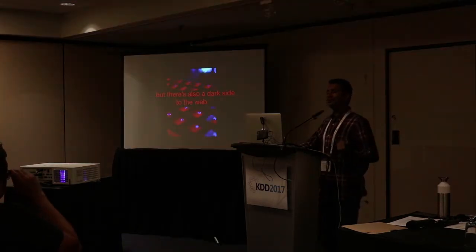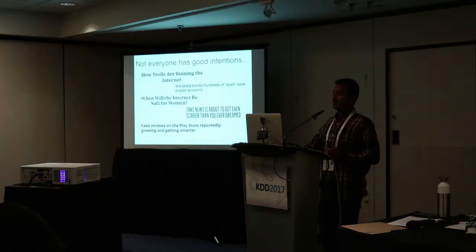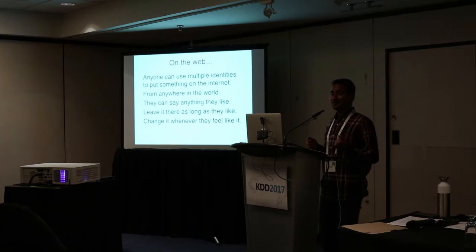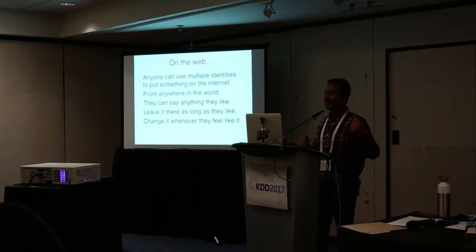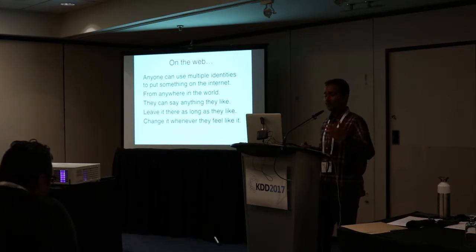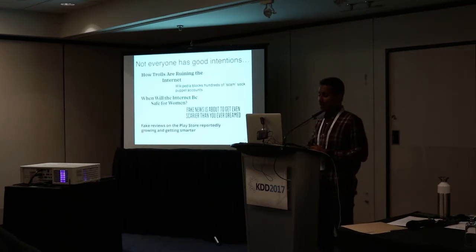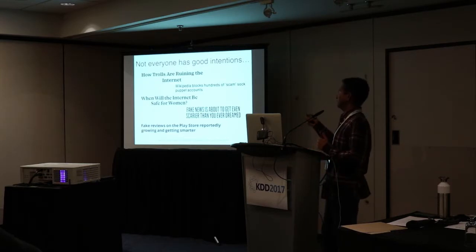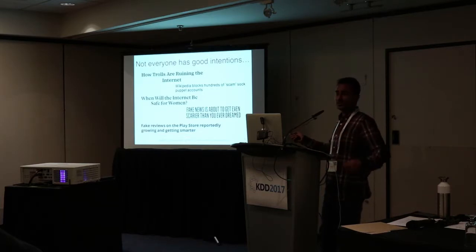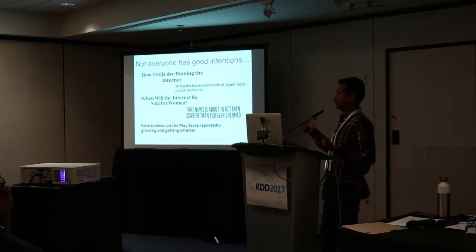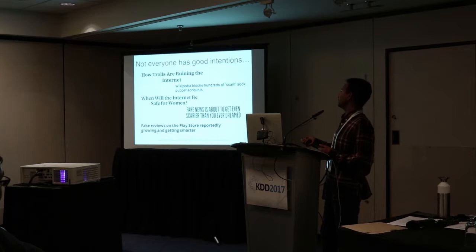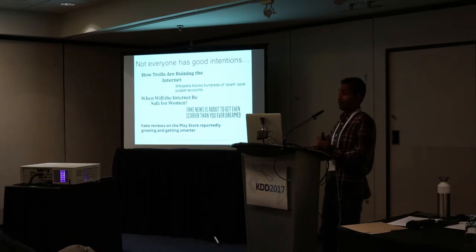But there's also a dark side to the web. Not everyone has good intentions. This happens because anyone can use as many identities as they want on the social web. They can put whatever they want, from wherever, and they can also remove it or change it whenever they want. So, for example, trolls ruin the internet. There are Wikipedia sock puppets and bots that create fake Wikipedia pages and fake content. The internet is not very safe for women, and fake news and fake reviews are everywhere, growing day by day.